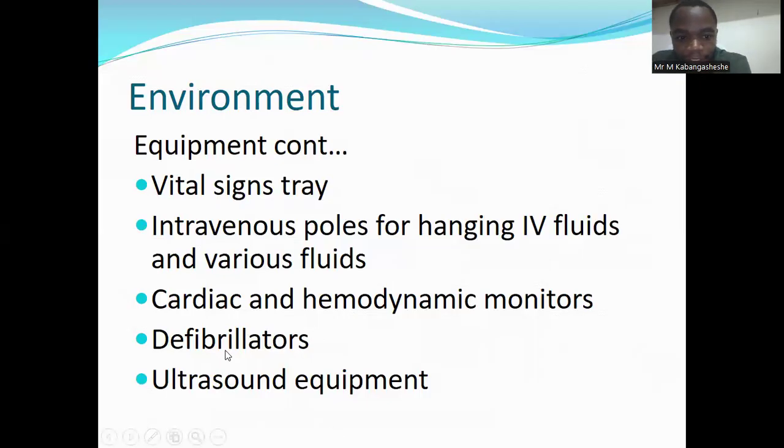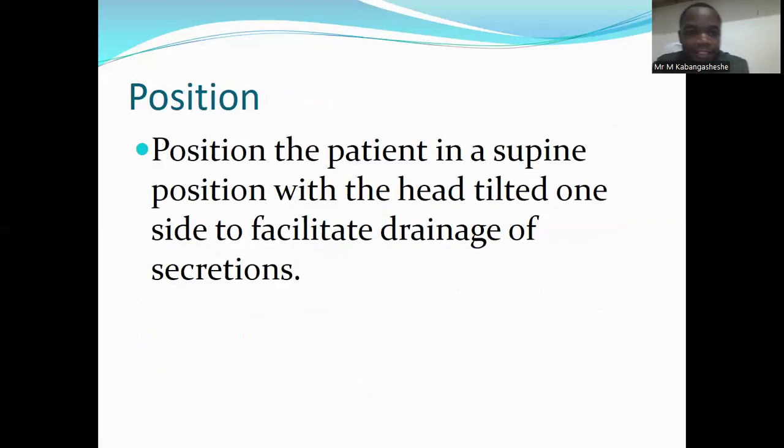Defibrillators must be nearby in cases of cardiac arrest to stimulate the heart once more. Ultrasound may be not so useful, but if available, why not? Okay. And then we should also have an emergency tray with all emergency drugs readily available. So that's the environment. Roughly, that's the ideal environment that we expect patients post-operatively to be nursed in.